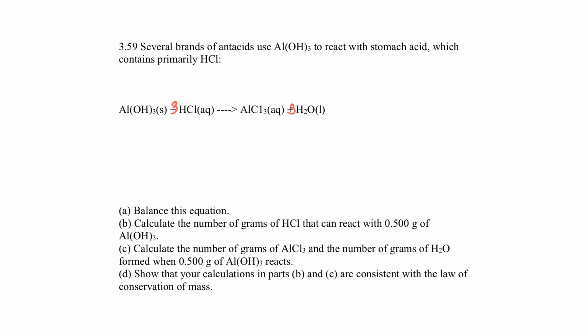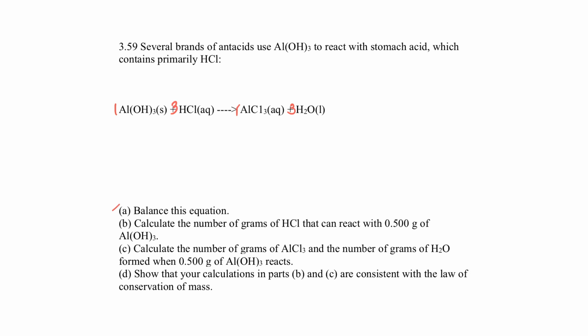So this is a 1 to 3 to 1 to 3 relationship. Okay, that's how they're related. For every 1 of the first molecule, you'll have 3 of the second, and you'll produce 1 of the AlCl3 and 3 waters. So it's related in that 1 to 3 relationship. So that was A, so we balanced it.